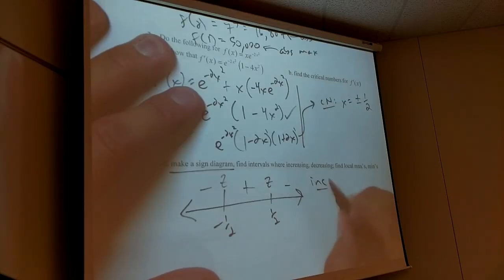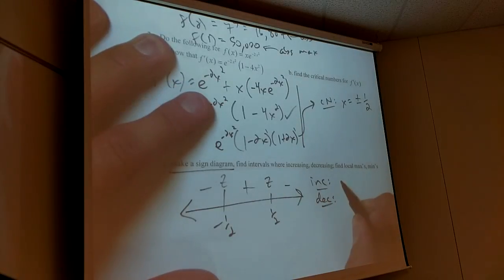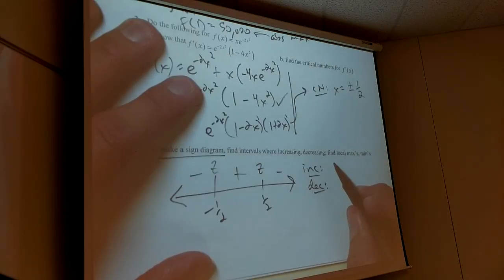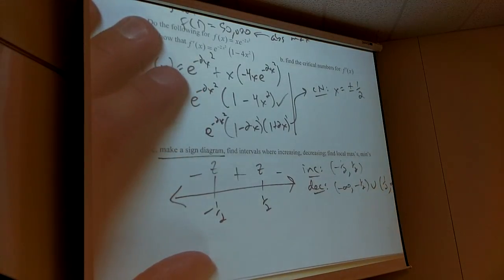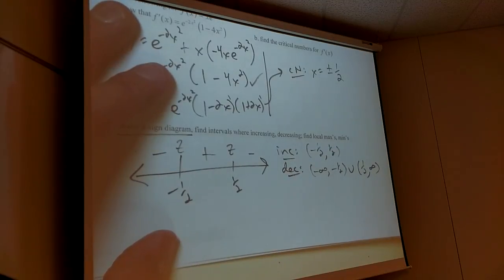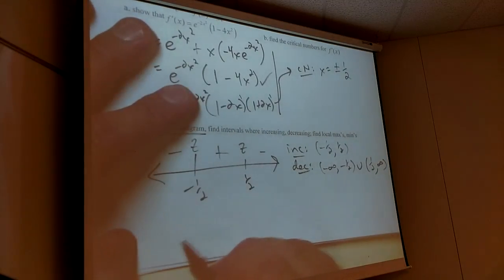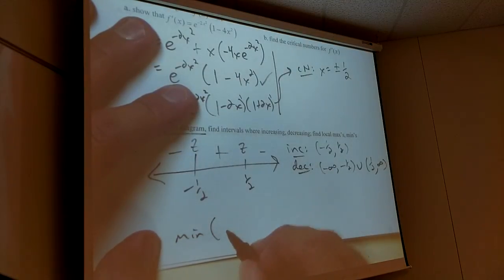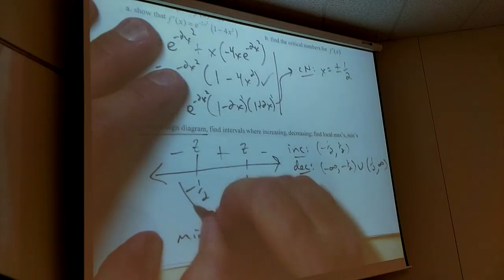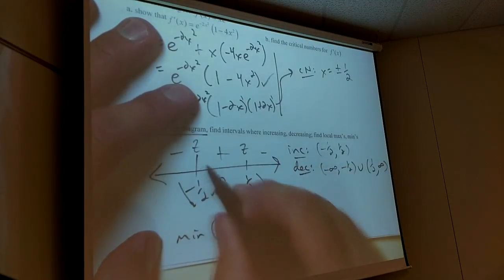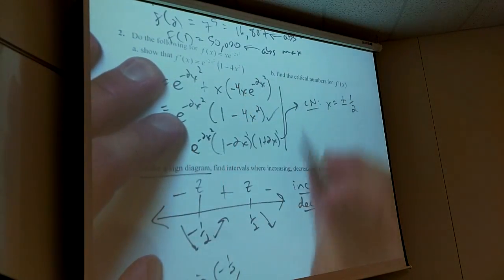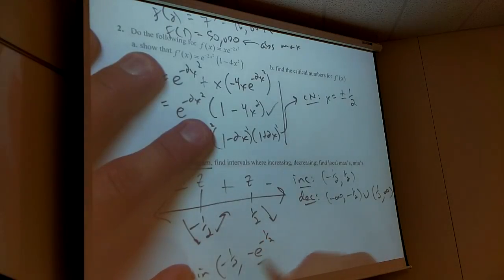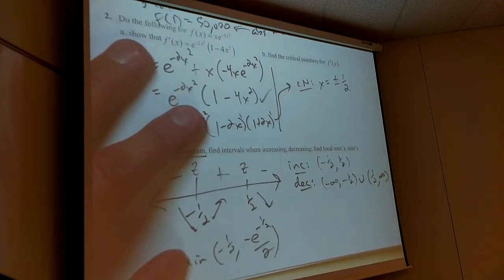Increasing, decreasing should be a very simple question now. Increasing where? Negative 1/2 to 1/2. So it's decreasing everywhere else. And then what's the min? Yeah, at negative 1/2, it's a min, it's going down and coming up. So there's a min at negative 1/2, and when you plug negative 1/2 into the function, symbolically I get negative e to the negative 1/2 divided by 2, and then, you know, whatever that is if you want to put it in a calculator.